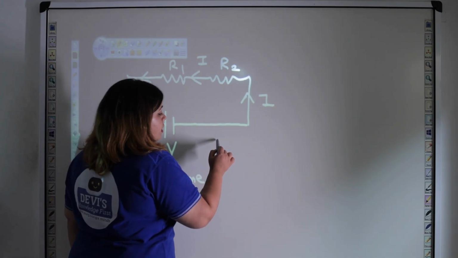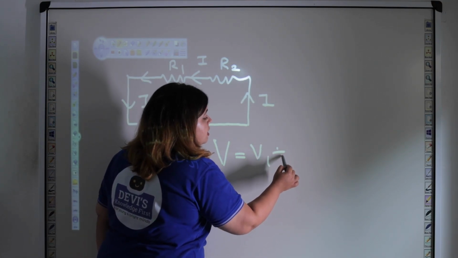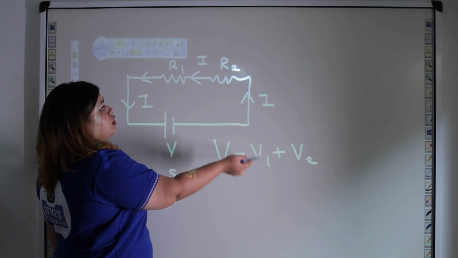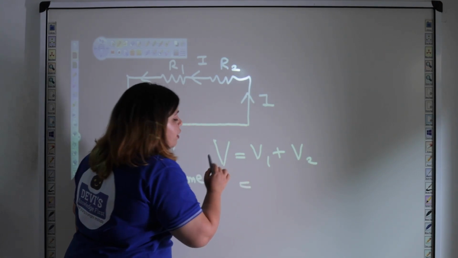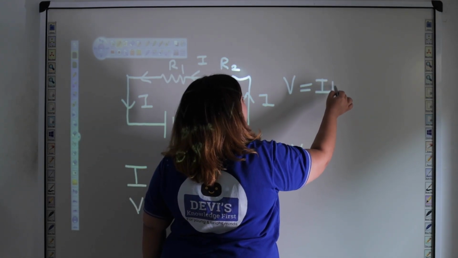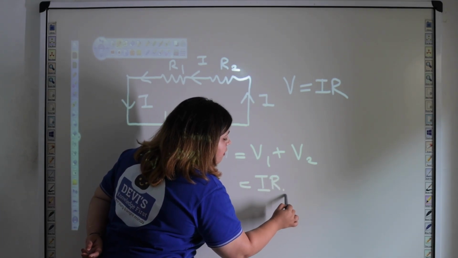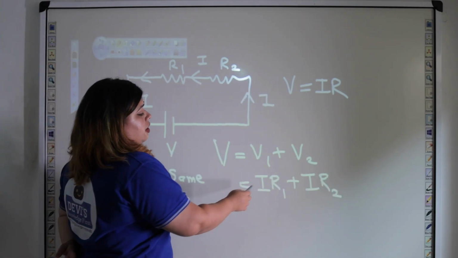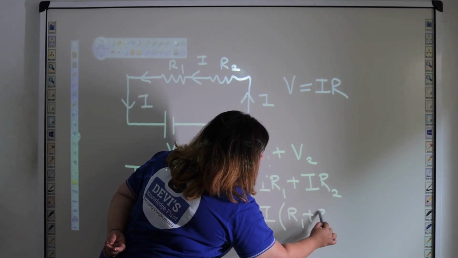So we can say that your supply voltage, that is V, should be equal to V1 plus V2, right? So if I sum up the voltages for individual resistance, I should get the total supply voltage. So we already know the formula for Ohm's law. What does V stand for? V stands for IR. So can I say that V1 will be I times R1 plus I times R2. I know that the current is same, so I am going to take it as common. What do I get? R1 plus R2.